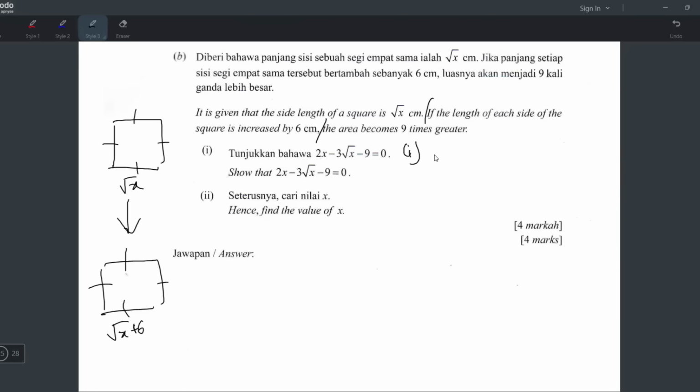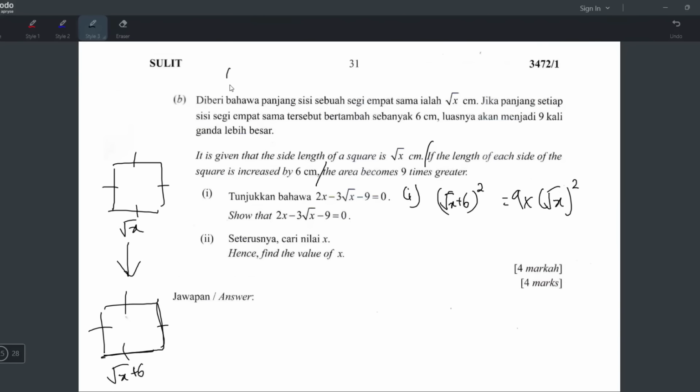So they mentioned that the area is 9 times greater than the area here, right? Okay, so the new area is square root x plus 6 square. Because to find the area of a square, you take the base times height, which is square root x plus 6 times square root x plus 6, which is square root x plus 6 bracket square. And then 9 times greater than this, which is just square root x square like this. And I'm sure if I keep doing it, I will get this eventually. Hopefully. All right, how do you expand this?